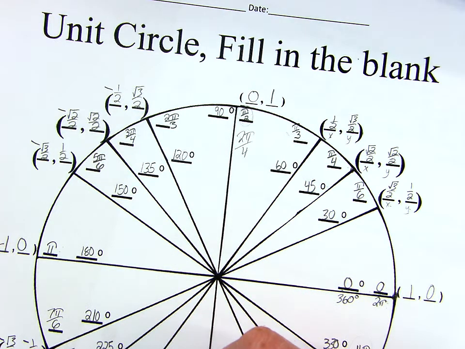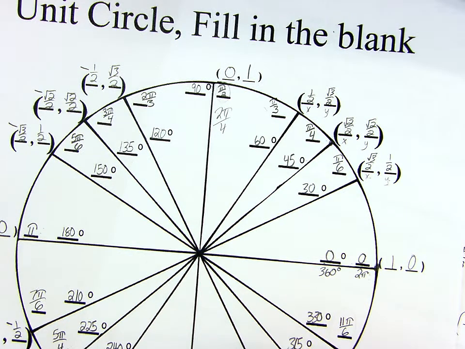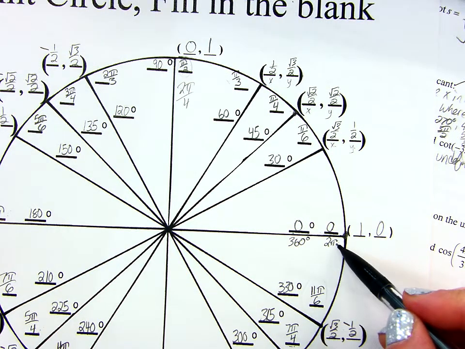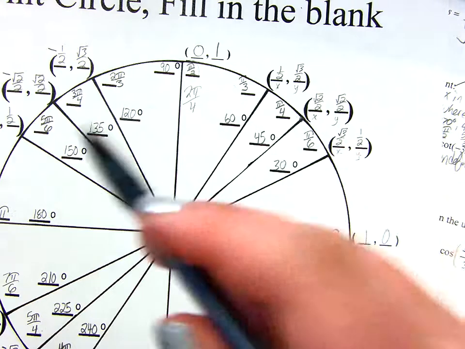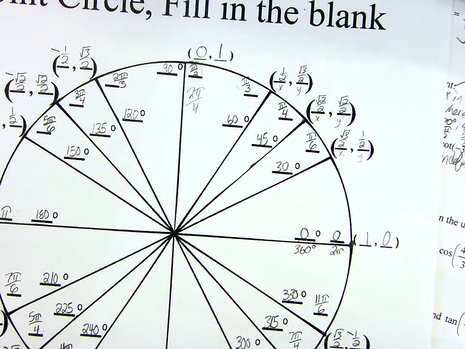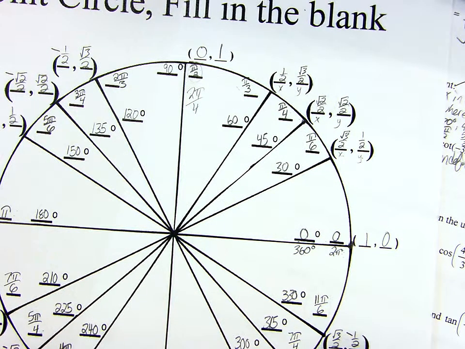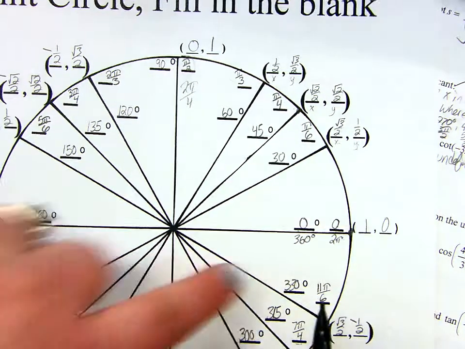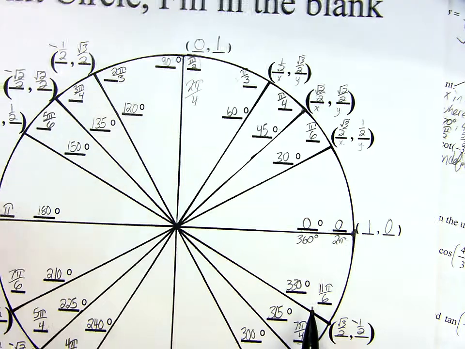5 pi over 4, 6 pi over 4 reduces, 7 pi over 4, 8 pi over 4 is just 2 pi. So if you go every 45, it's just that number times pi over 4. 1 pi over 4, 2 pi over 4, 3 pi over 4, and so on. So that'll get you all the 45-degree angles.